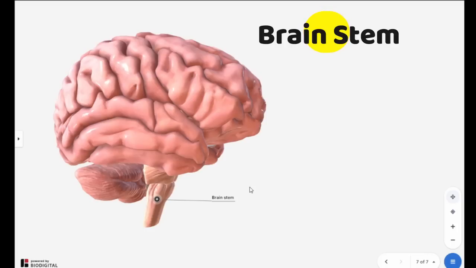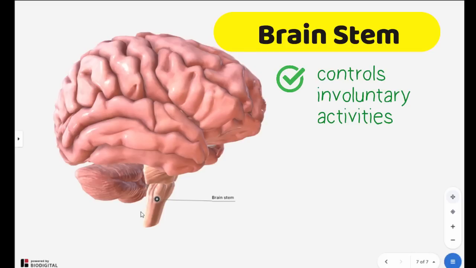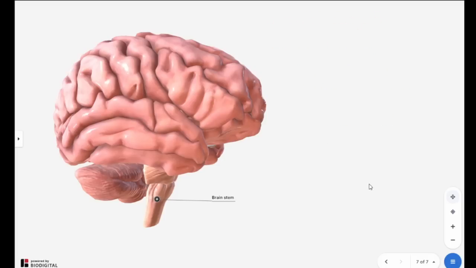Finally, the brainstem, it has more parts. We have the medulla oblongata, we have the pons, we have the midbrain. The brainstem, generally, is in control of involuntary activities such as heart rate and breathing. Okay, so tandaan lang natin, brainstem, involuntary activities.